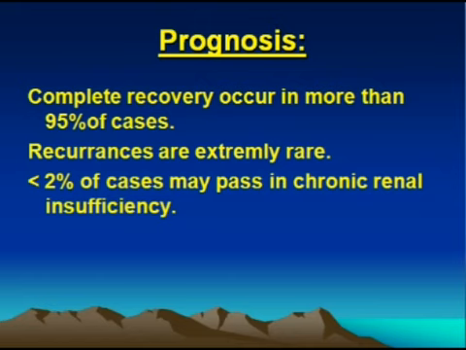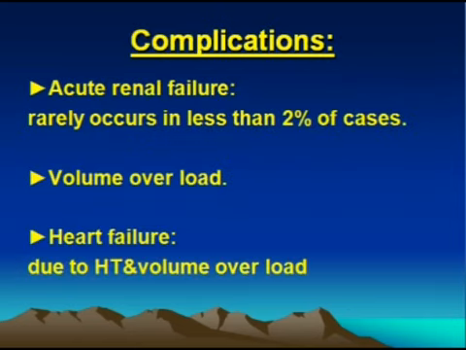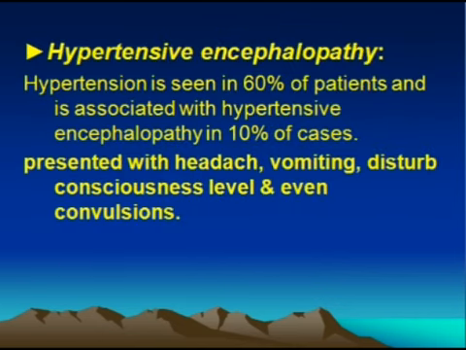Prognosis: complete recovery occurs in more than 95% of cases. Recurrences are extremely rare, and less than 2% of cases may progress to chronic renal insufficiency. Complications: first, we have acute renal failure, as we said, in less than 2% of cases. Volume overload and heart failure, and this is due to hypertension and volume overload. And we also have hypertensive encephalopathy.